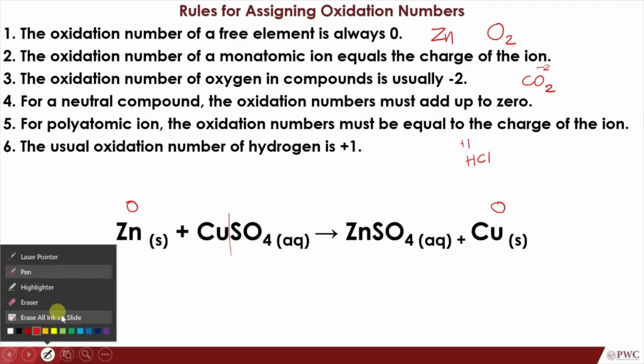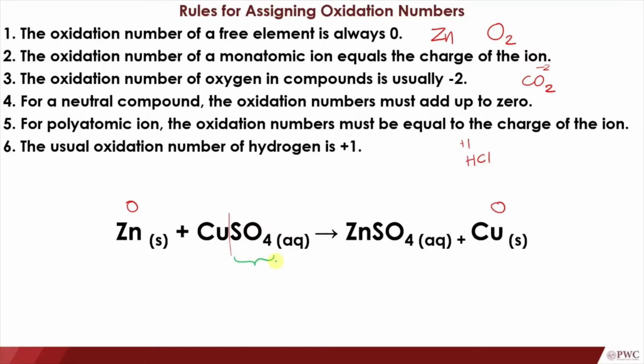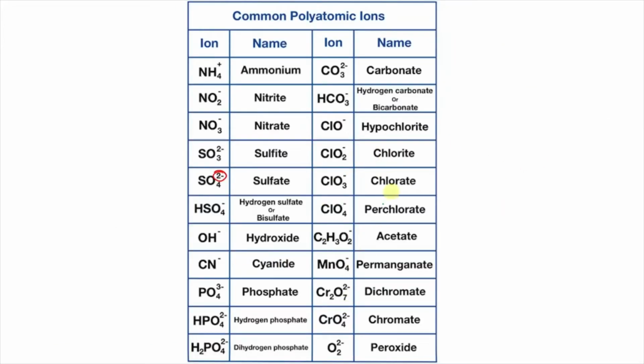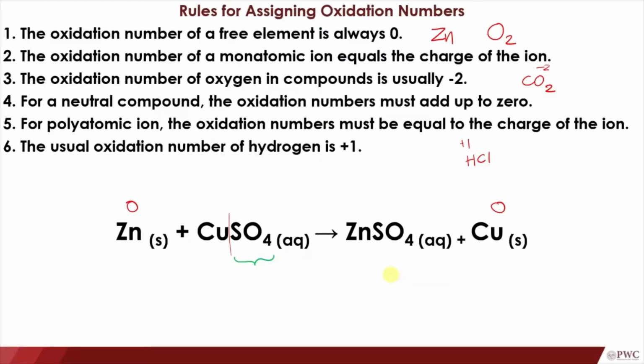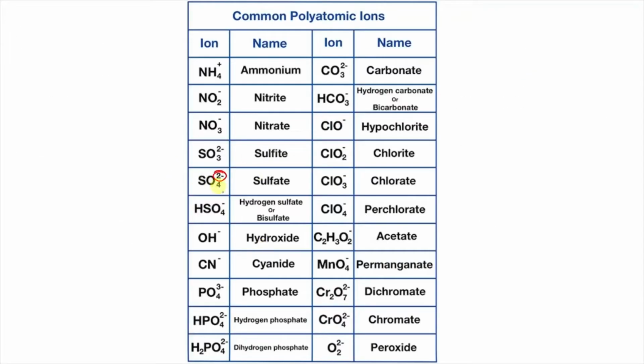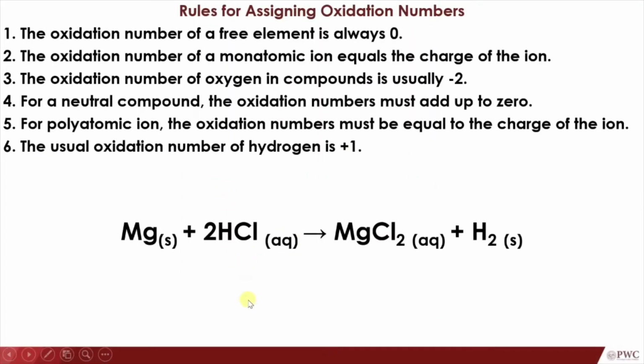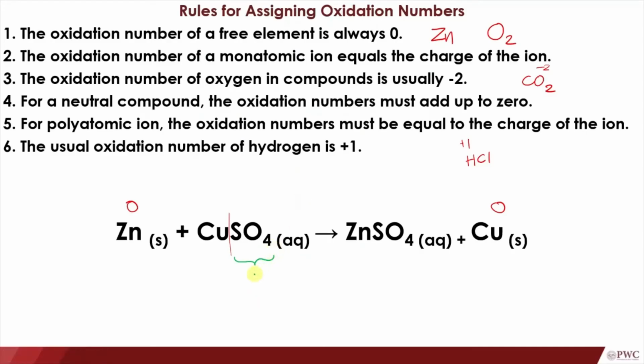So first, let's get the charge of sulfate. For this, we need to look into our table. This is also found in your book in Chemistry 1, on the last part of your book. For sulfate, the charge here is -2. So overall, the charge of this sulfate ion must be -2. And let's go back to our oxygen here. This oxygen is in this compound. Again, the oxidation number of oxygen is -2.